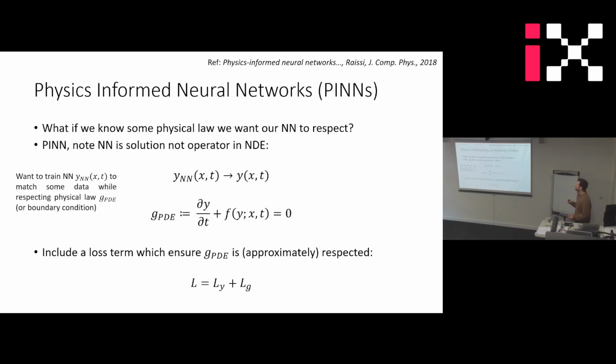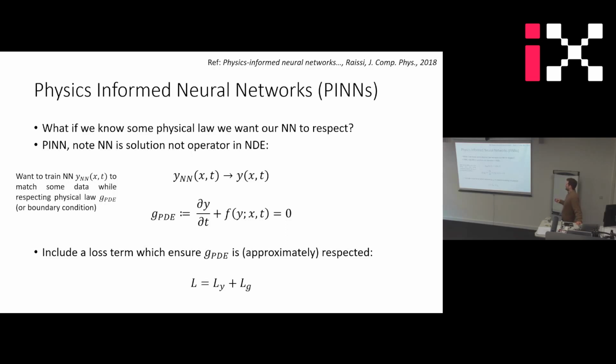So it's slightly different. So how do we enforce that our neural network both matches data, but also respects some physical law? So we want to put the physical law into the loss function. And this is how we do it, and this is what's meant by physics-informed. So we have some neural network that is a function of space and time, and it's going to be as close a predictor as possible to some data y, which is also a function of space and time.